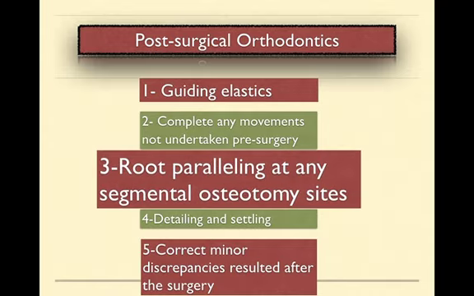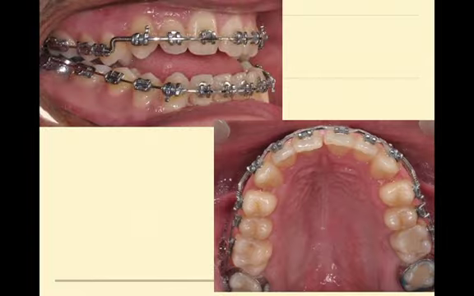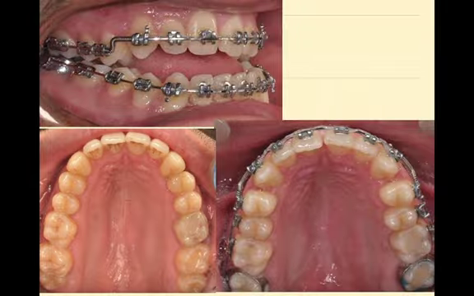We do root paralleling at the segmental osteotomy side. Again, for this patient here, the canine and the four are tipped, both of them. When the canine root is tipped mesially, the root of the four is kicked distally to protect the roots actually from the wear of the surgeon during the surgery. And now we have to bring them back where they are, and we want to close the residual spaces, as you can see here.